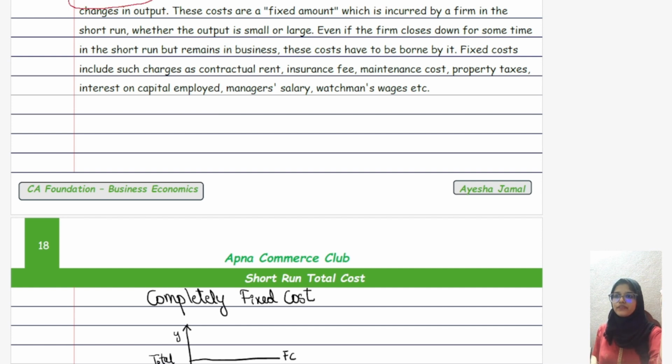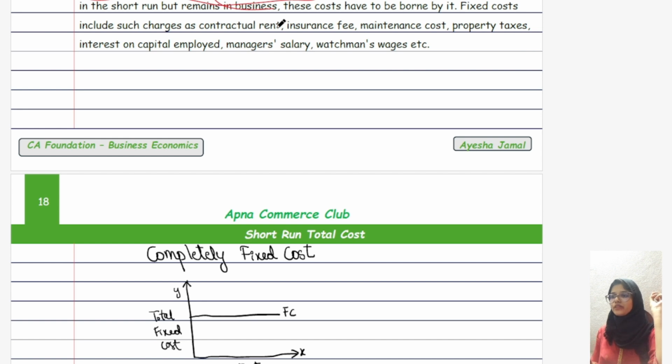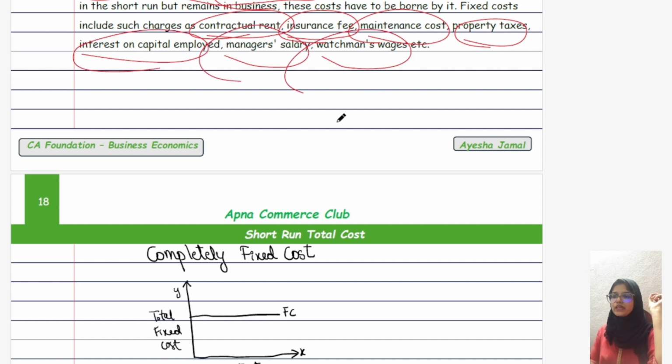First is fixed cost. What is that? It is nothing but a fixed amount which is incurred by the firm in the short run when the output is smaller. I can say our rent. You are paying rent like 10,000 per month for 12 months. That is your fixed cost. Like you have mentioned the examples here: contractual rent, insurance fee, maintenance cost, property taxes, interest on capital employed, manager's salary, watchman's wages, everything.